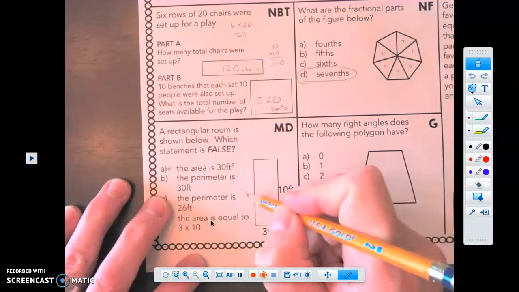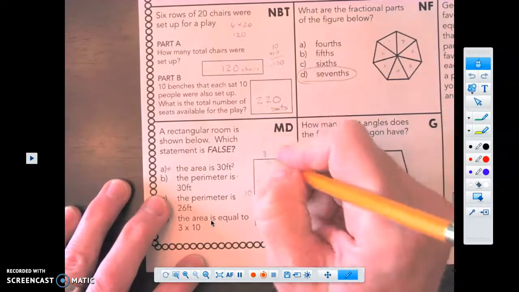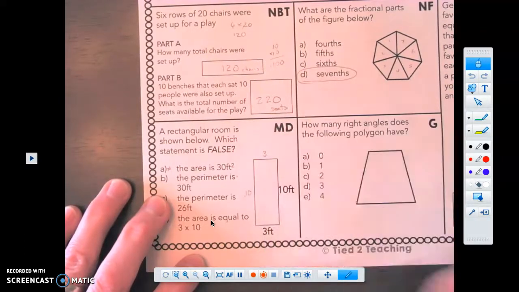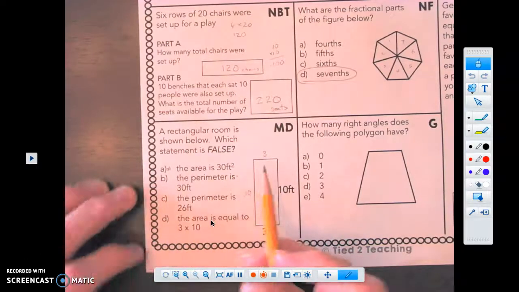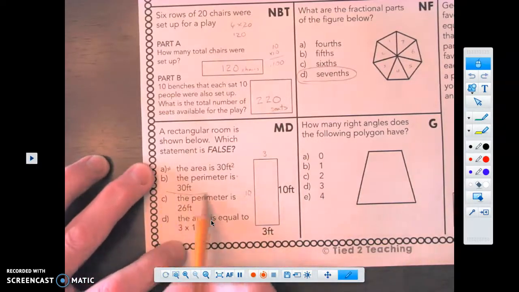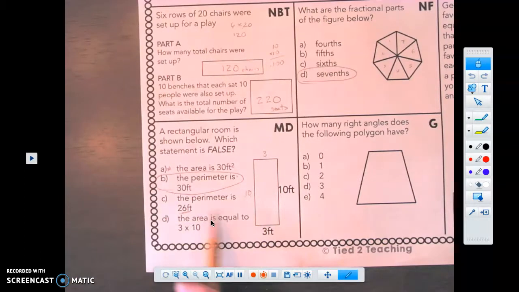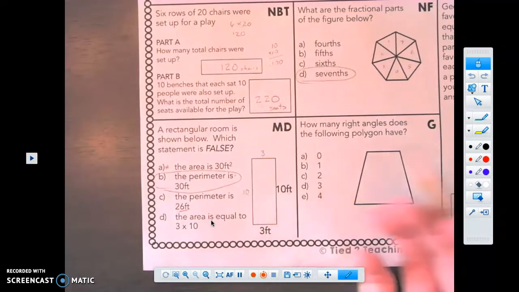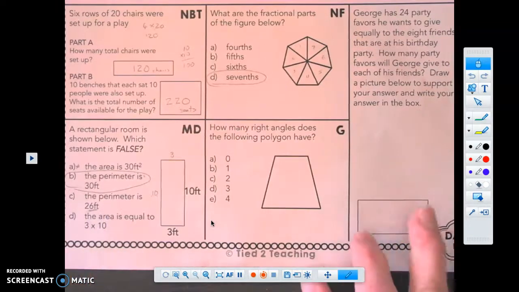The perimeter is 30 feet. Well, that's 10. It's a rectangle, so we know this line segment is the same as that line segment. 10 plus 10 is 20. 3 plus 3 is 6. 20 plus 6 is 26. Uh-oh! The perimeter is not 30 feet. That is false. And the area is equal to 3 times 10, which we did say already. So B is correct. Notice we got to check out each answer just to make sure.